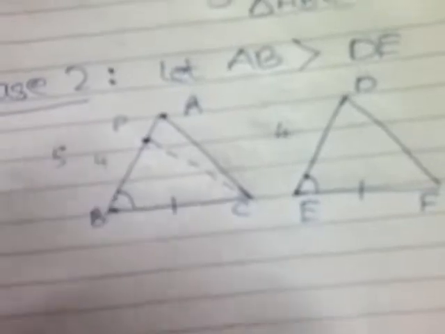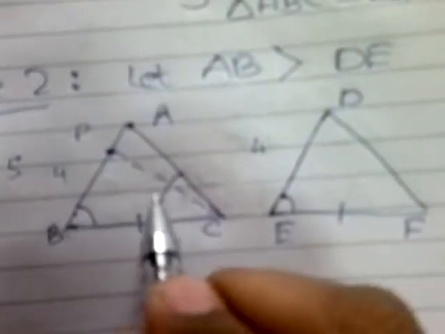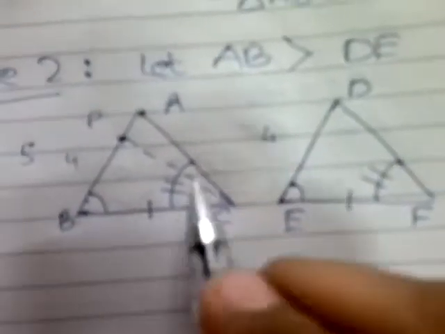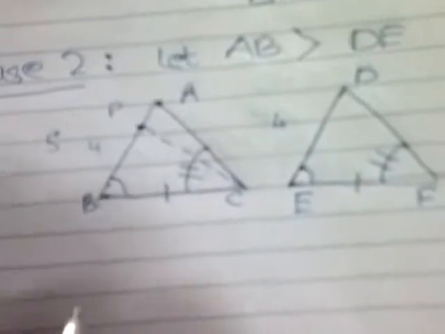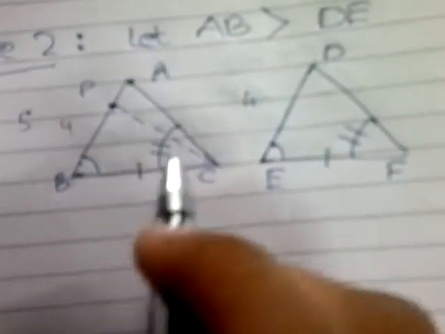Okay, let us make a new triangle PBC, and now we also have that angle C is equal to angle F. That is also given in the question. So PB is equal to DE, 4 centimeter both.